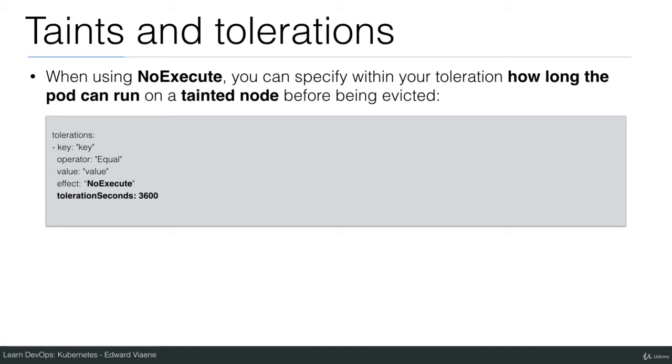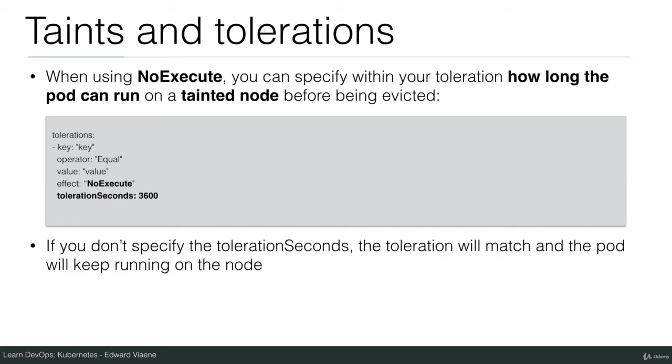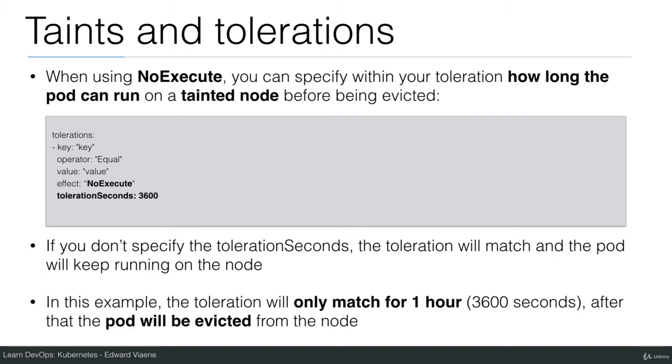So this specification will make sure that if a taint is applied to a node where the key is key and the value is value, then this pod will run for 3600 seconds more and will then be evicted. If you don't specify toleration seconds, the toleration will match and the pod will keep running on the node. So if you don't specify these toleration seconds, then it always matches and the pod will just keep on running, just like a normal matching rule. In this example, the toleration will only match for 1 hour, 3600 seconds. After that, the pod will be evicted from the node.